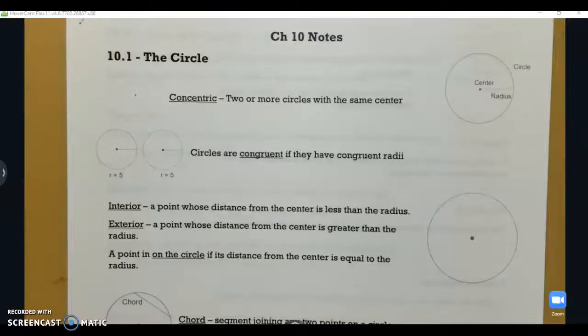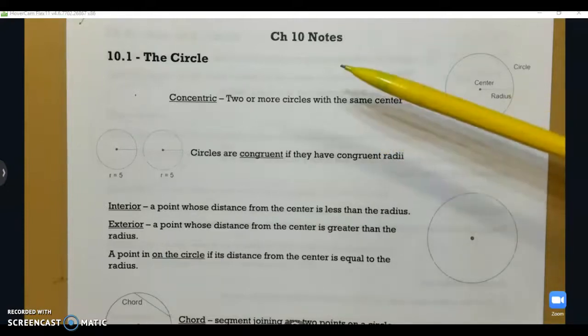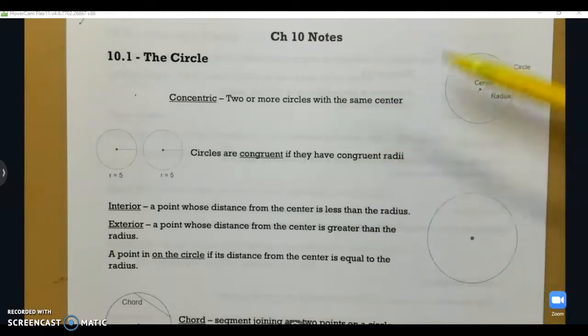Right, this is the first section from chapter 10. So chapter 10, the main takeaway here is vocabulary. If you understand the vocabulary, all of these problems hinge on you drawing pictures correctly. So we've given you the vocabulary page. All the vocabulary is in the book. These are some of the more important definitions from 10.1.